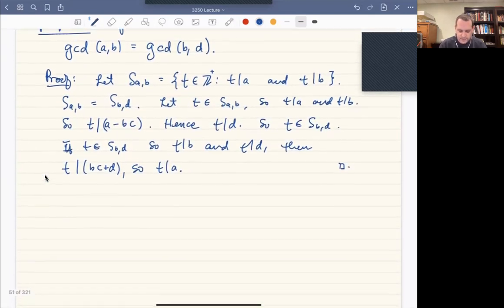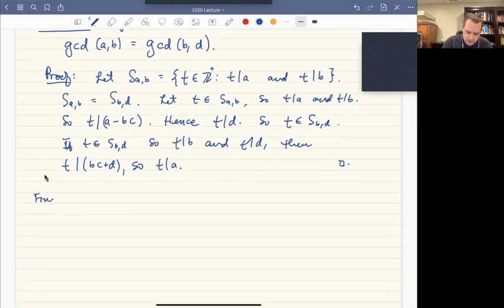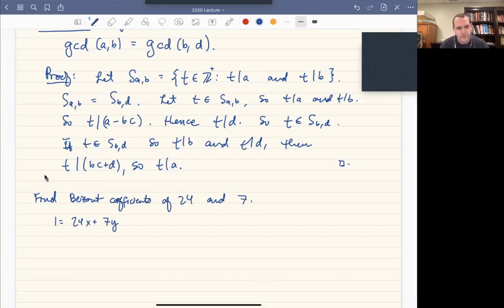So let's say I want to find the Bézout coefficients of 24 and 7. In other words, I want to find values x and y so that 24x plus 7y is equal to 1. And it turns out there's infinitely many values that work. We just want to find one such pair.